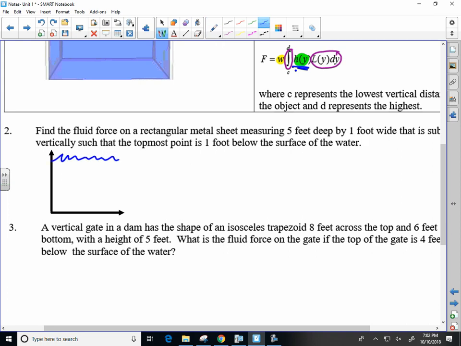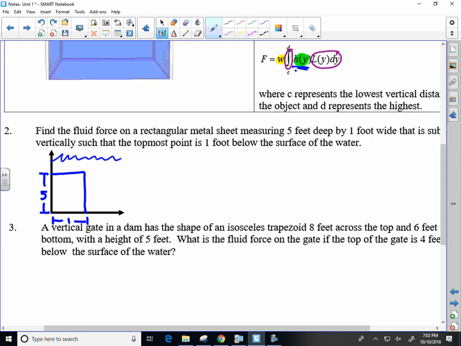We get surface of the water. That's the best I can draw for surface of the water. It's a rectangular metal sheet measuring 5 feet deep by 1 foot wide. Okay, so let me get a rectangle that's 5 feet deep, 1 foot wide. All right, this doesn't look like it. It's not to scale, obviously. But this will be my 5 feet deep, and this will be my 1 foot wide.